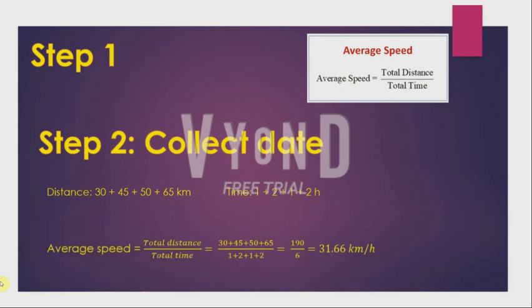And again, the rule for the average speed, total distance over total time, all the distances mentioned in the mathematical problem, 30 plus 45 plus 50 plus 65, divided by all the times that were given to us, 1 plus 2 plus 1 plus 2, this means 190 divided by 6, so the average speed here equals 31.66 kilometers per hour.